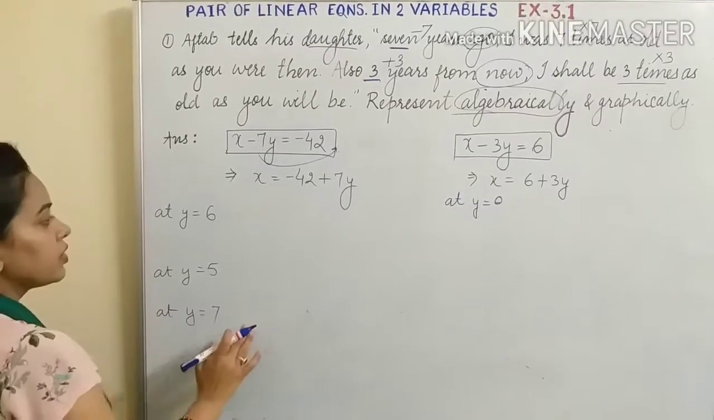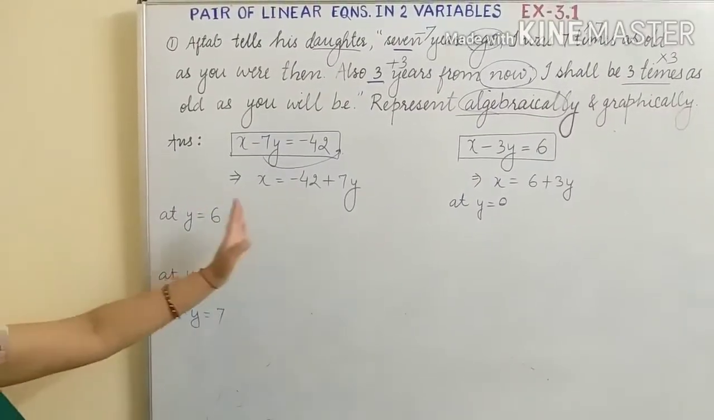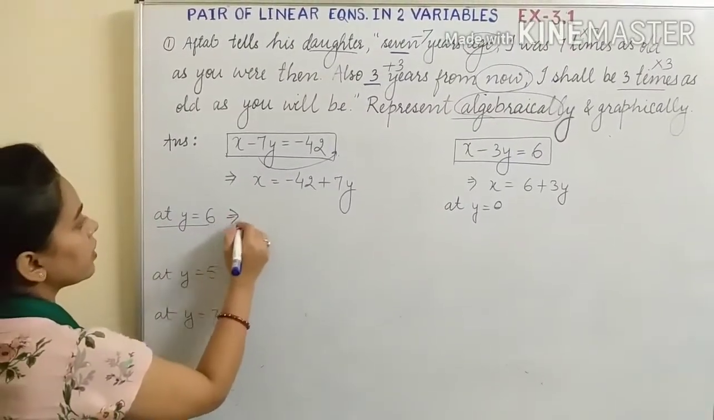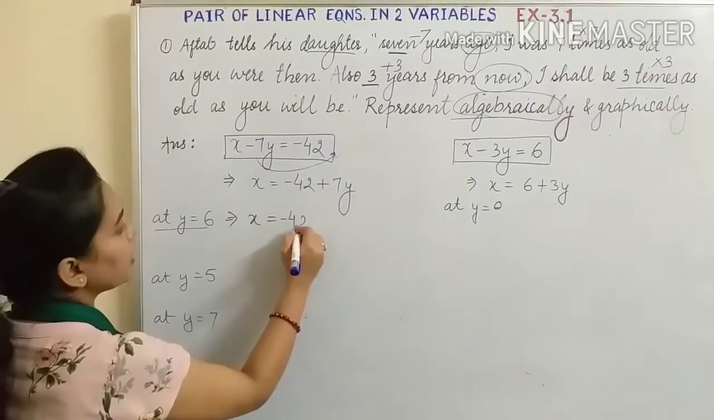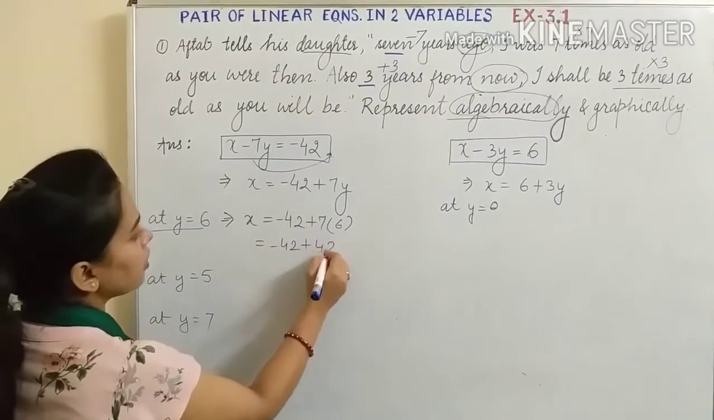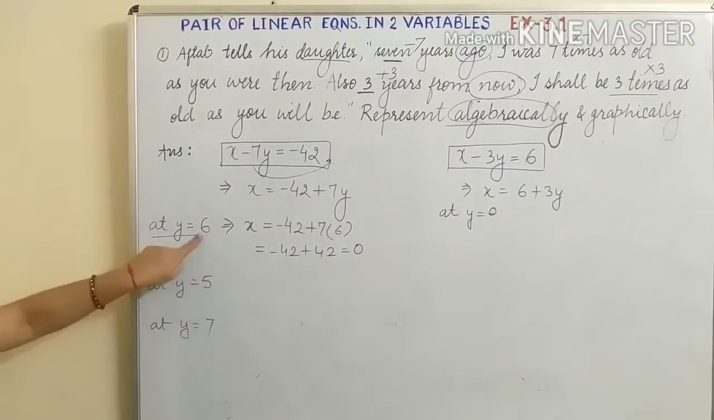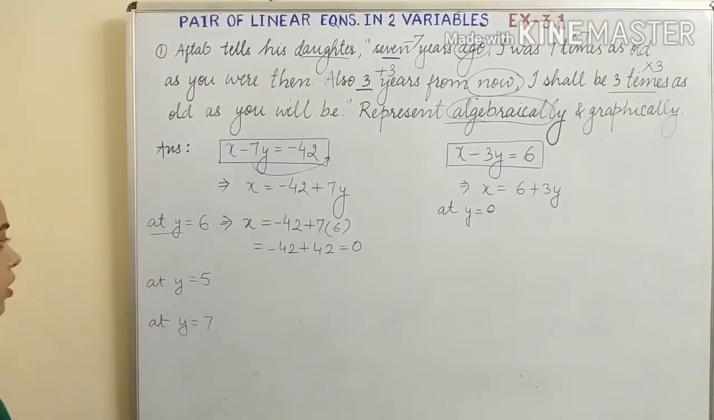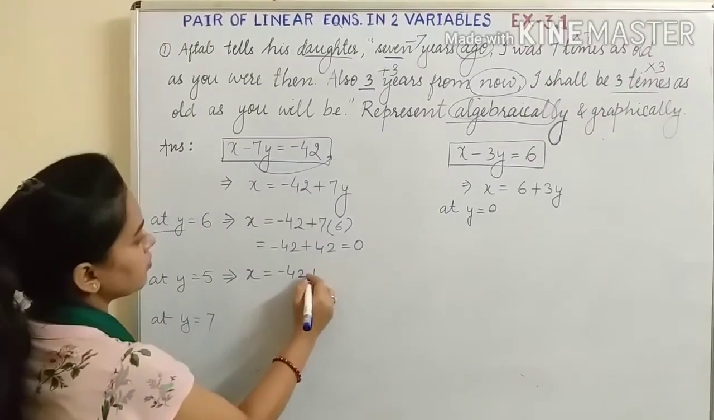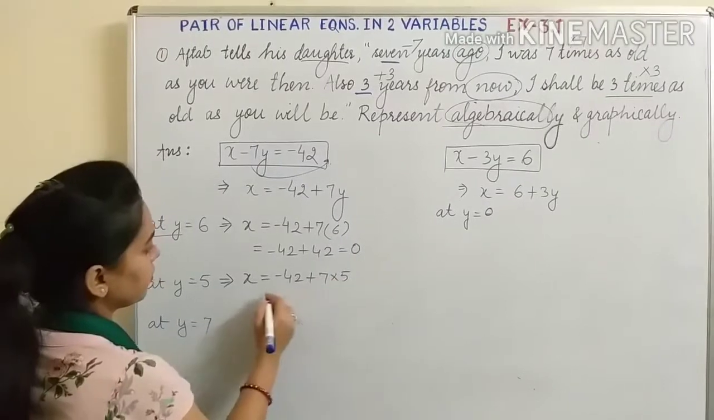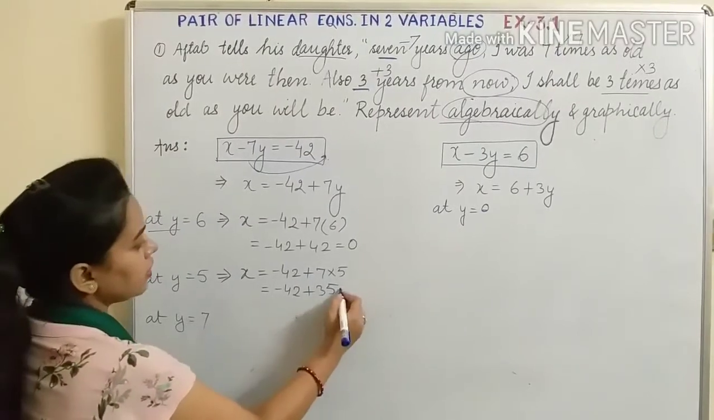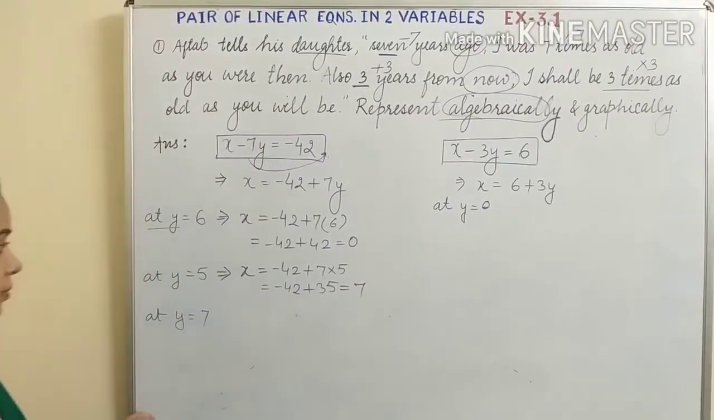So here x is equal to minus 42 plus 7y, as the minus 7 goes to the right side. To plot the graphs, you know that we have to take different values of y so that we get the corresponding x values. Let us start. First I have taken y equal to 6. This implies x is equal to minus 42 plus 7 times 6, equal to minus 42 plus 42, equal to 0. So for y equal to 6 we have obtained x equal to 0. Now for y equal to 5, x is 7 times 5 minus 42, that is 35 minus 42, which comes out to be minus 7.